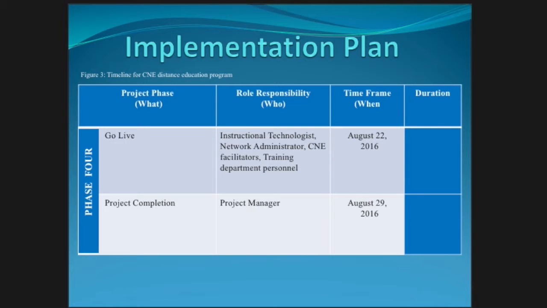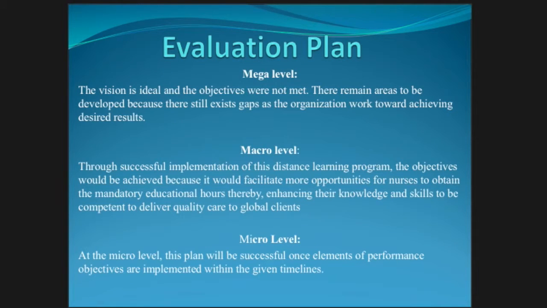The effectiveness of the implementation of the distance learning program will be evaluated to determine whether or not the organizational objectives were met and discuss any challenges encountered. The evaluation will include the mega level using the result criteria of the ideal vision derived for the institution, the macro level using elements from the mission objectives, and the micro level using the elements of performance objectives. Additionally, the processes and inputs will be evaluated using the quasi-needs derived from the causal and cost analysis.